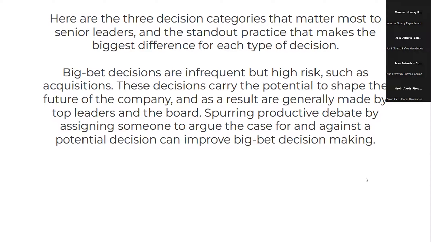So this is the first category. This category is big bet decisions, meaning that there are decisions that are going to impact the company in a very large way, in a negative or positive way. So we need to be careful about those, because probably it is going to decide the future of the whole company, and we need to be aware of that. Questions in this paragraph?